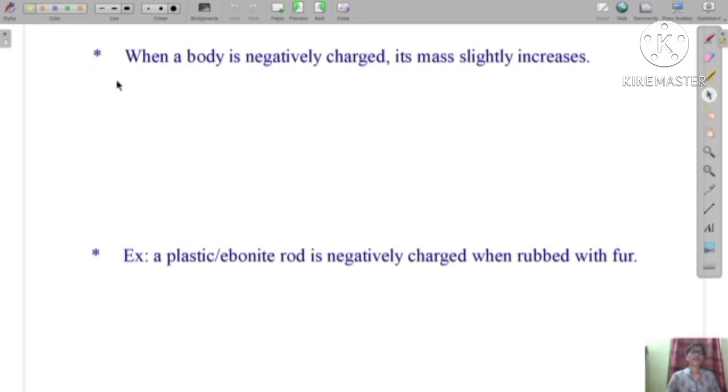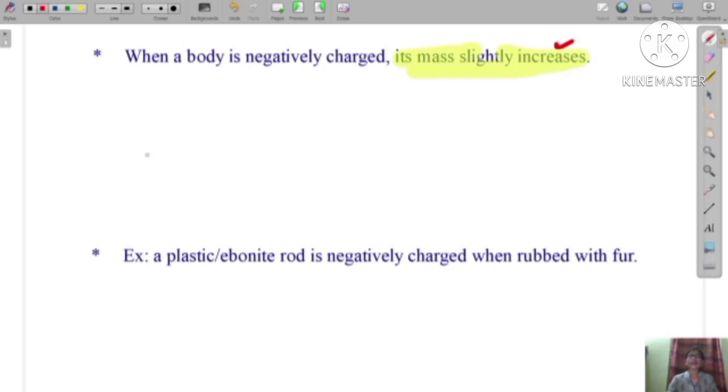So see here, you can see when a body is negatively charged, its mass slightly increases. Then why is the mass going to be increased? It is just common sense. Even you can say it. As in case of positively charged body, the mass is decreased. But in case of negatively charged body, what happens? Mass increases.